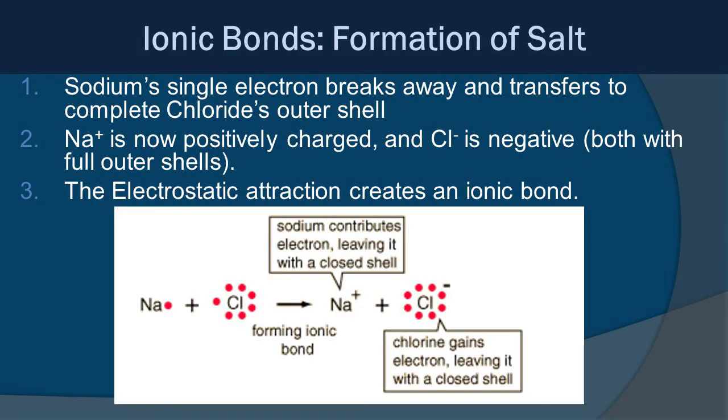So let's go through this step by step. Sodium's single electron will break away and transfer completely to chlorine's outer shell. Now, sodium is positively charged and chlorine is now negatively charged, both with full outer shells. So the electrostatic attraction creates that ionic bond between them, between the full positive and the full negative charge. Remember, this is not like hydrogen bonds where there's partial charges. This is a full charge that's attracting these two together.